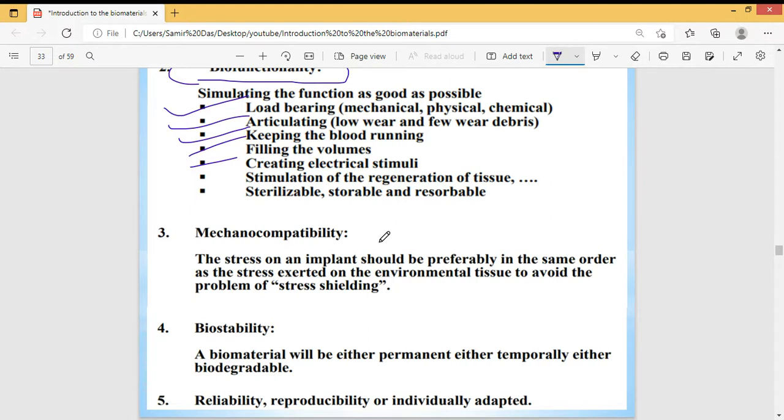Next is mechanocompatibility. So this is basically taken care of for load bearing applications as well. The stresses on an implant should be in the same order as the stress exerted on the surrounding tissue, to avoid the problem of stress shielding. So this is kept in mind. So before the implant, we have to study which amount of stress is generated, and only then can we go for our scaffold design, and accordingly choose our biomaterial as well.